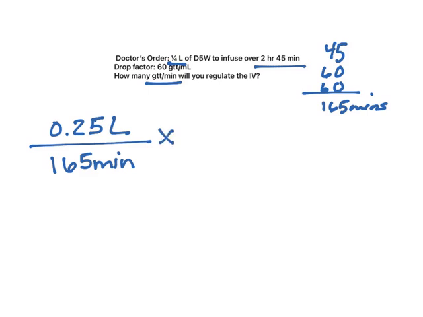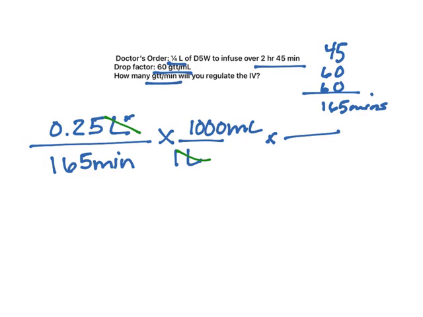All right, so our answer needs to be in GTTs per minute. We're currently in liters per minute. So we need to cancel out our liters. But do we have liters in our problem? No, we have mLs. So we've got to go from liters to mLs. So we know that 1 liter is 1,000 mLs. All right, so then liters cancel out. Now we're left with our mLs.